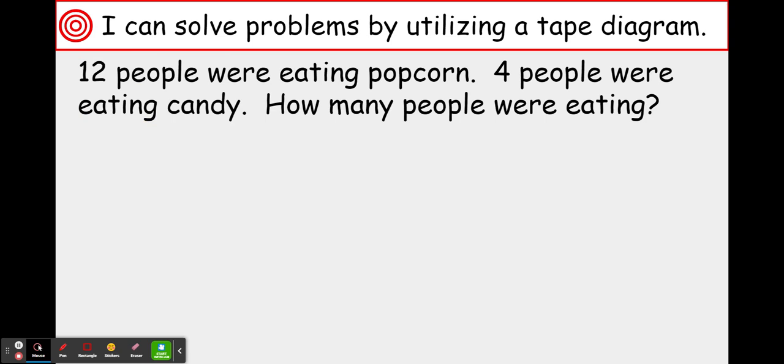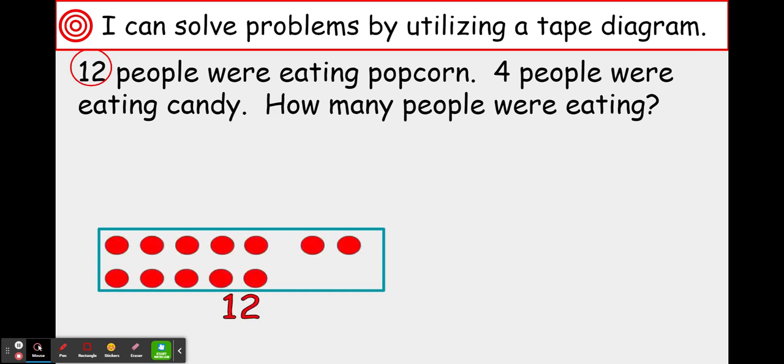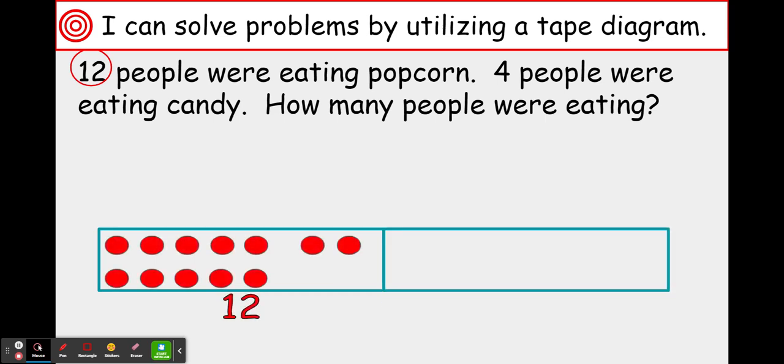12 people were eating popcorn. 4 people were eating candy. How many people were eating? So here we go. We have the number 12. We're going to add that to our tape diagram. And we also have the number 4, which we will add to our other tape diagram.